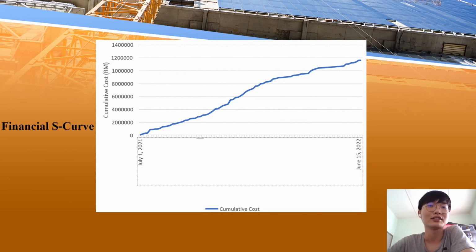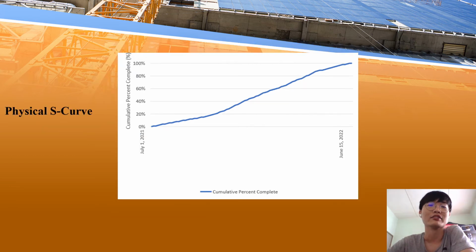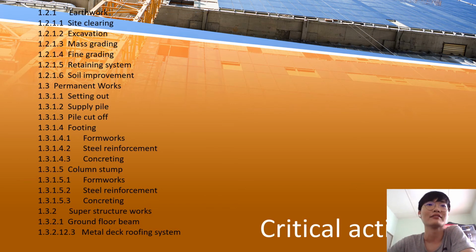And this is our financial S-curve. As you can see, it has reached 1.2 million at the end of our project. And also the physical S-curve, which reaches 100% completion at the end of our project. We start from 1st of July until the 15th of June. And these are the critical activities for our project. That's all from me. Thank you.